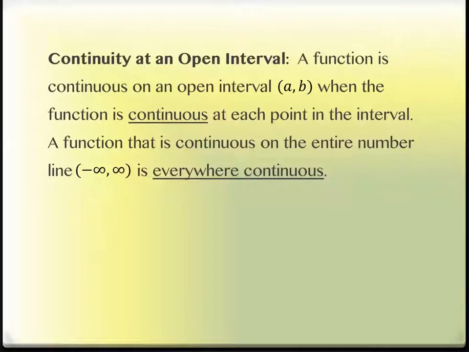We also have continuity on an open interval. So for it to be continuous on an open interval, basically we have to have all those same conditions as my previous slide at every point in the interval. So it says a function is continuous on an open interval (a, b) when it's continuous at each point in the interval. And if it's continuous on the entire domain of the function or the entire number line, we call it everywhere continuous.